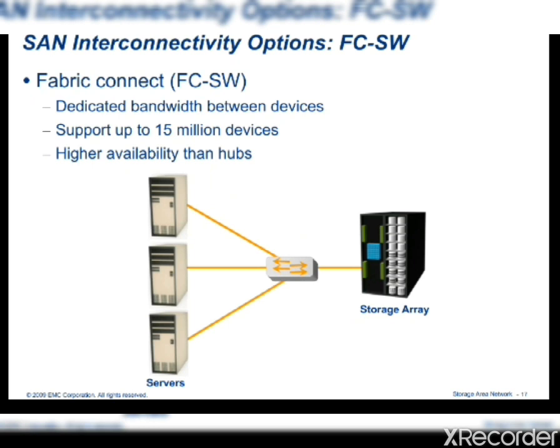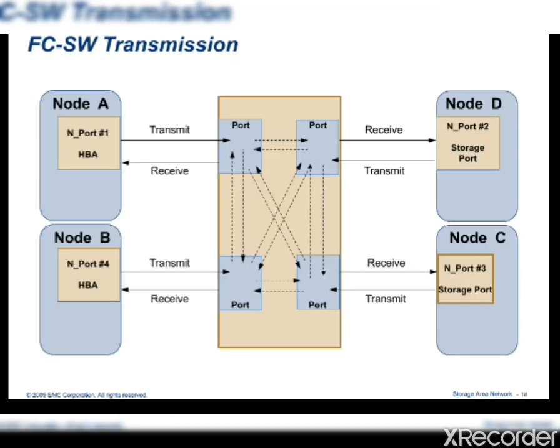So this FCSW is also referred to as a fabric connect. This type of interconnectivity supports up to 15 million devices, and it has higher availability than the hubs which we have seen previously. Instead of hubs, this interconnectivity uses switches. Alright, so this is FCSW transmission.